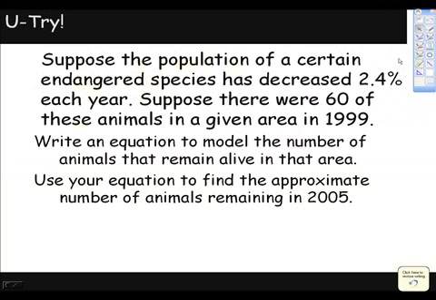Here's one for you to try. Suppose the population of a certain species has decreased 2.4% each year. Suppose there were 60 of these animals in 1999. Write an equation to model that, and then use that to predict how many there are in the year 2005. Go ahead and pause the video and give that a try. See how you do.